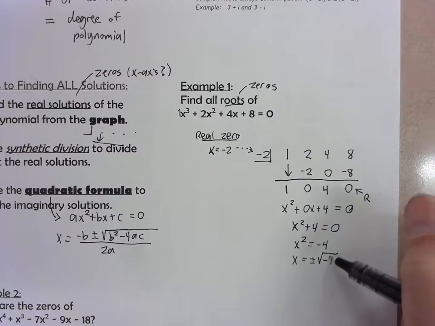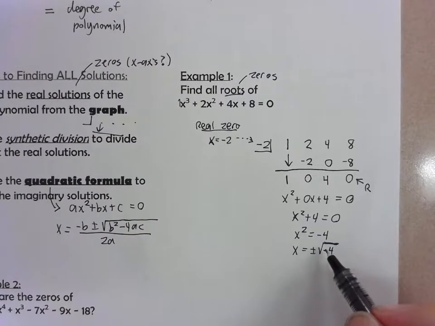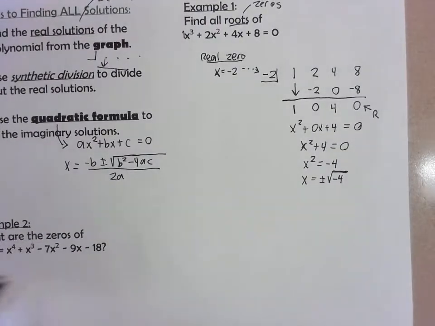That plus or minus is important. Square roots come in pairs, so we want to make sure that we have a positive and a negative square root. Now we can't take the square root of a negative number. It's going to give you a non-real answer.